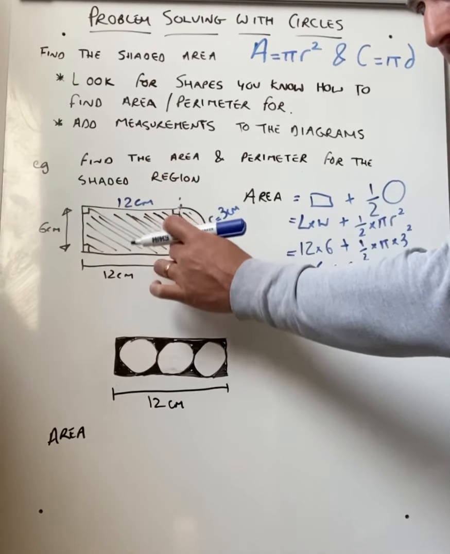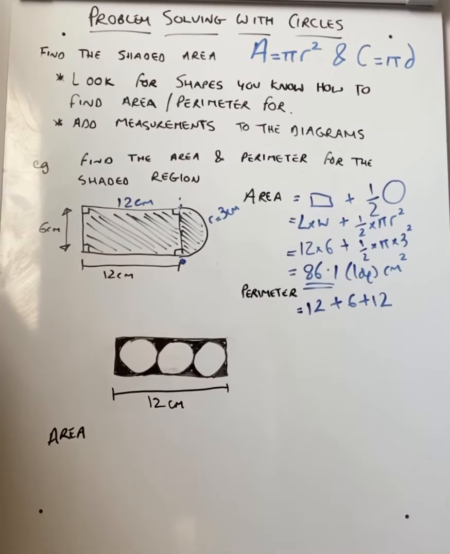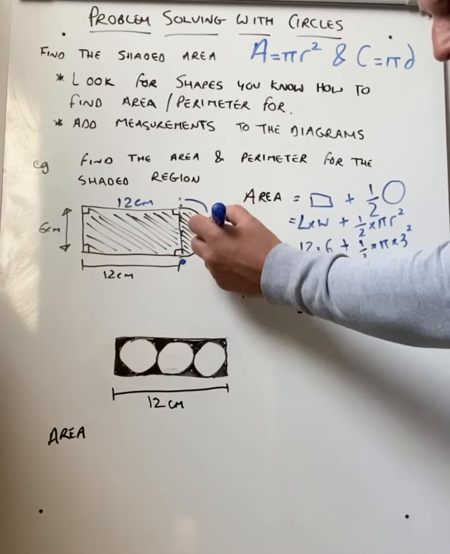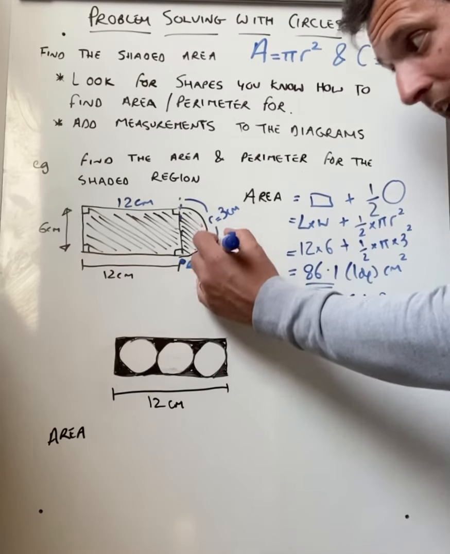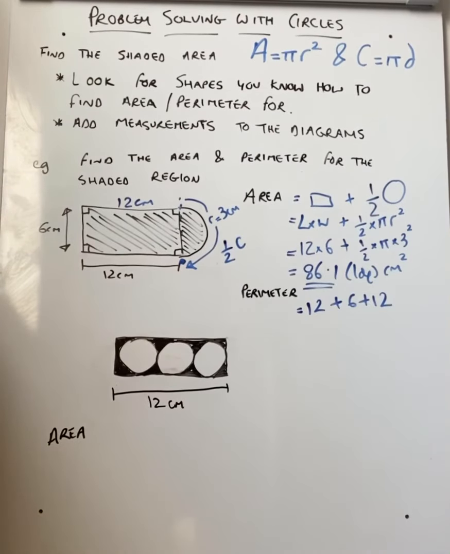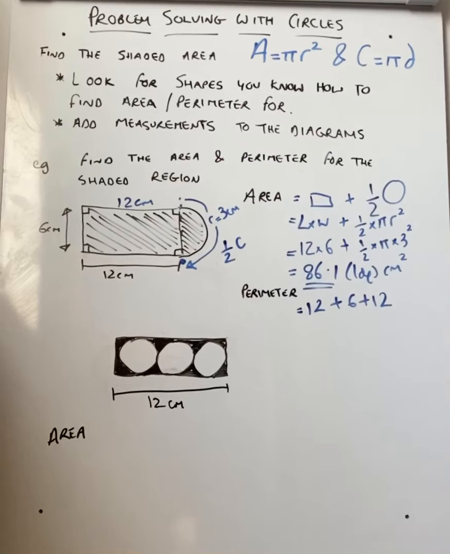Notice how I don't need to do this second measurement of width from the rectangle, because that's an internal measurement of length. But what I do need to do is measure this distance around the outside of the semicircle. So what I think we need there is half of the circumference, because the circumference would be as if there was a whole circle and we just need half of that.